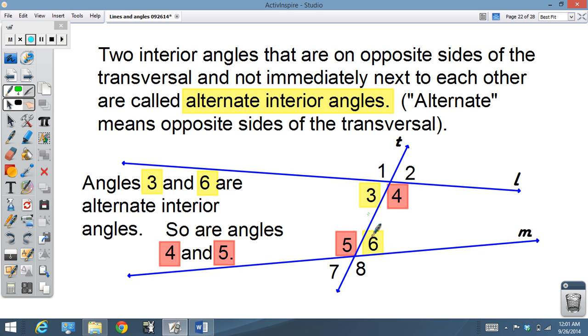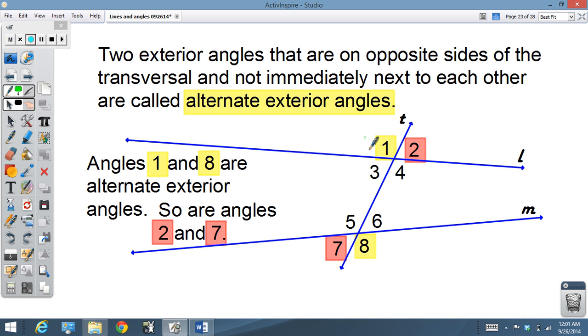That is an alternate interior angle pair. So is 4 and 5. Okay, opposite sides of the transversal and interior, alternate interior angles. Okay, likewise, exterior angles that are on opposite sides of the transversal are called alternate exterior angles. 1 and 8 is one pair of alternate exterior angles, and 2 and 7 is a second pair of alternate exterior angles.